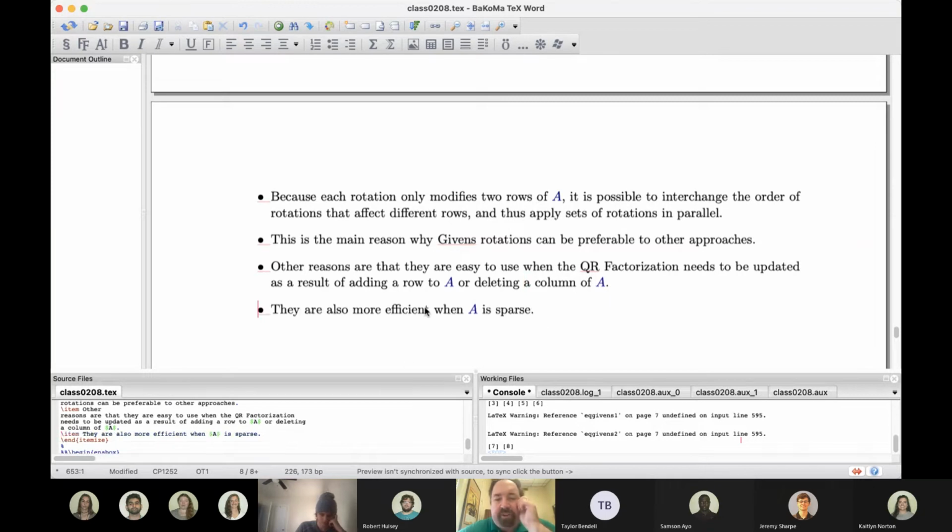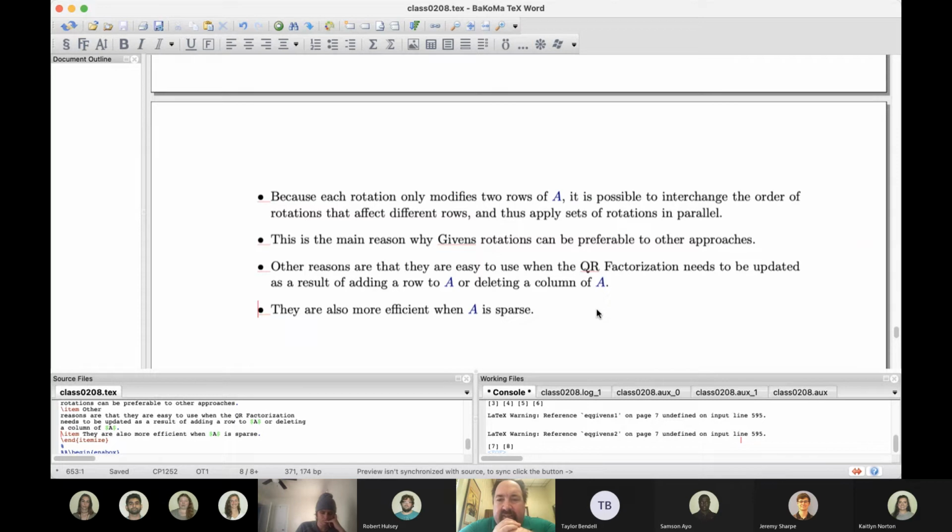So also, a more efficient way is a sparse matrix. This is because each one rotation is very pinpoint. It goes after one entry of a matrix. So that gives an advantage. It's more flexible.